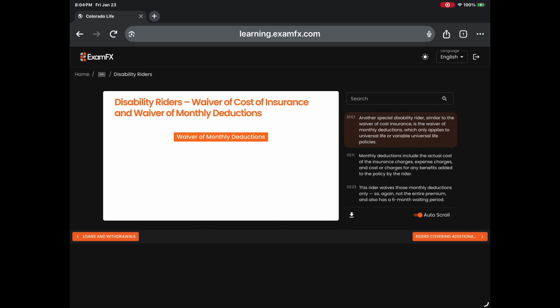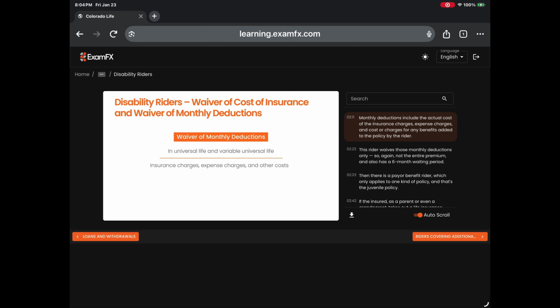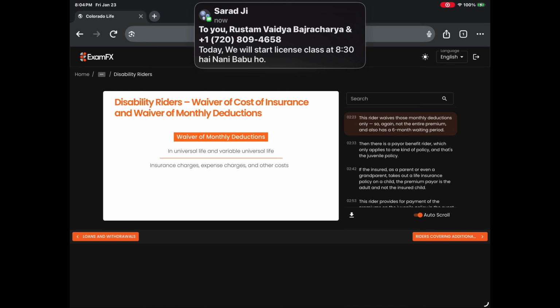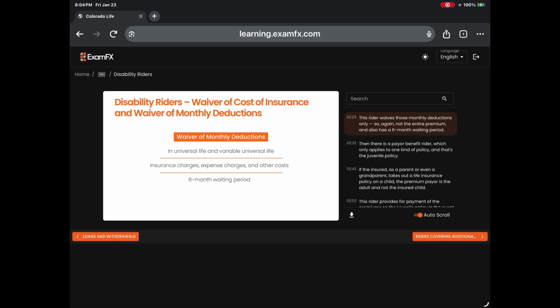Another special disability rider, similar to the waiver of cost of insurance, is the waiver of monthly deductions, which only applies to universal life or variable universal life policies. Monthly deductions include the actual cost of the insurance charges, expense charges, and cost or charges for any benefits added to the policy by the rider. This rider waives those monthly deductions only, so again, not the entire premium, and also has a 6-month waiting period.